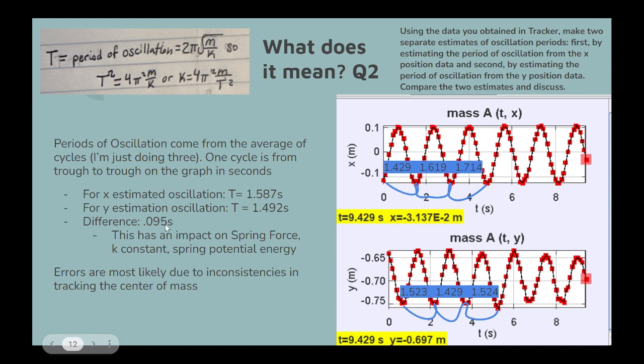The difference is 0.095, which doesn't seem like a lot, but it can make a few big adjustments to spring force, the K constant, and spring potential energy. As you see up here, this is T, and K is related in this way, so having a different T is going to change our constant K, which would then change our spring force values and our spring potential energy values. The errors for this are most likely due to inconsistencies in tracking the center of mass on tracker.